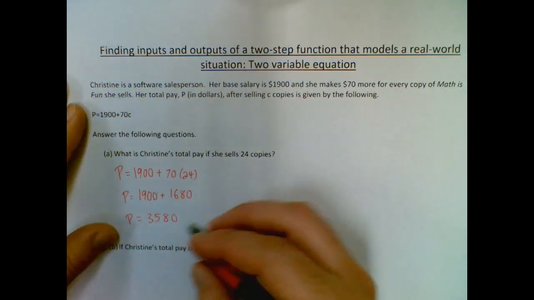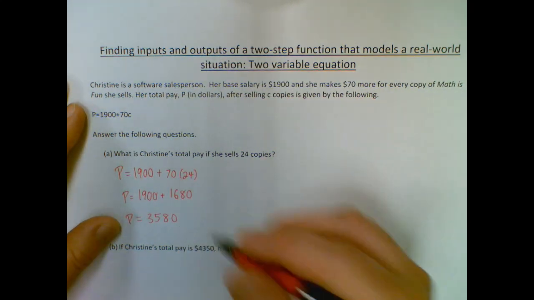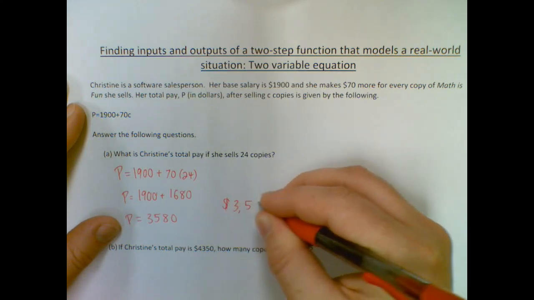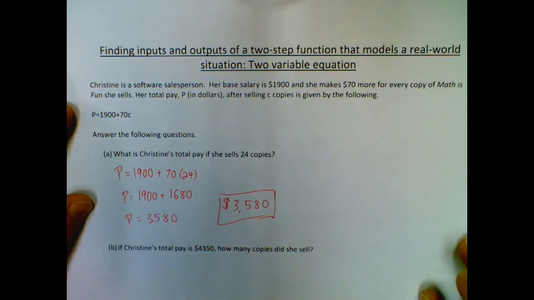Okay, double checking that in my head. I want my total pay, Christine's total pay, so I want that back in dollars. So $3,580 if she sells 20 copies.